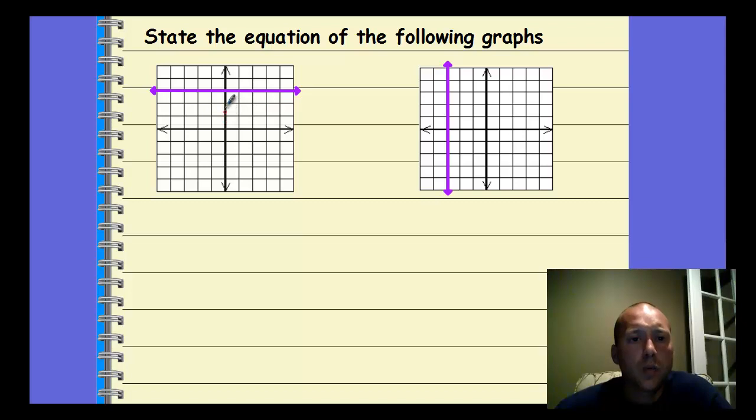So looking at this, 1, 2, 3, up 3, my y value as I move along this has not changed. Y is always 3, so the equation is y equals 3. For this one, go left 3, negative 3, and my x value stays constant. So I can say my x value is negative 3. Another confusing thing is these axes. The x-axis here, we call it the x-axis, but the equation of that is actually y equals 0. So they're kind of backwards, opposite of what you think.